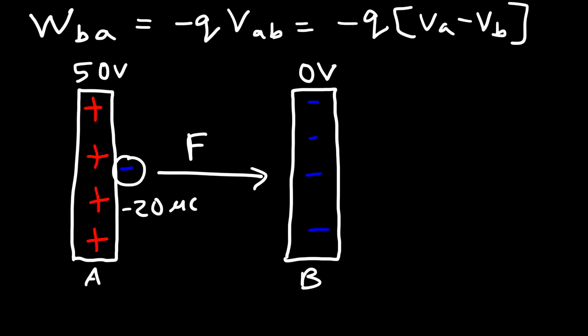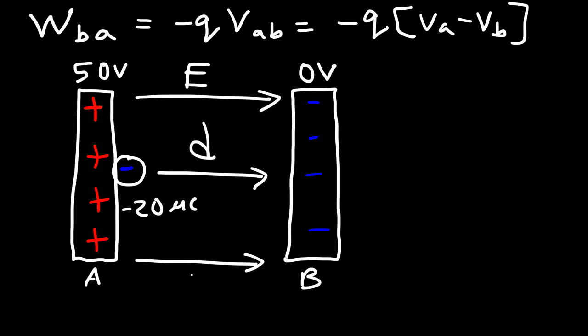How much work is done by moving a charge from A to B? And is the work positive or negative? So right now, the displacement of the negative charge is towards the right. The electric field is also towards the right.